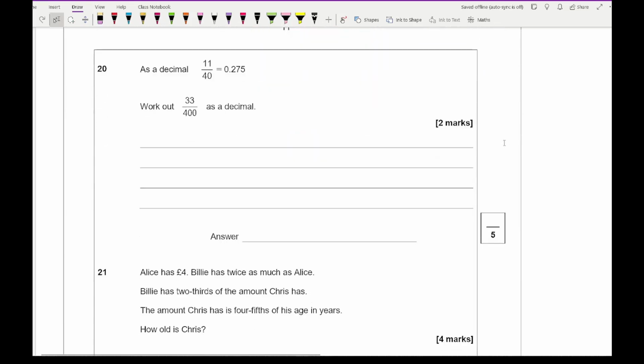Moving on to question 20, it says as a decimal, 11 over 40 is 0.275. Work out 33 over 400 as a decimal. Now I'm going to assume that this is a non-calculator question, because if it was a calculator question, you could simply type it in your calculator and boom, you've got your answer. So for this, we need to compare 11 over 40 to 33 over 400. To get from 11 to 33, we need to multiply by 3. And to get from 40 to 400, I need to multiply by 10.